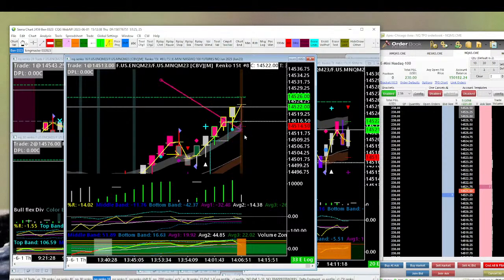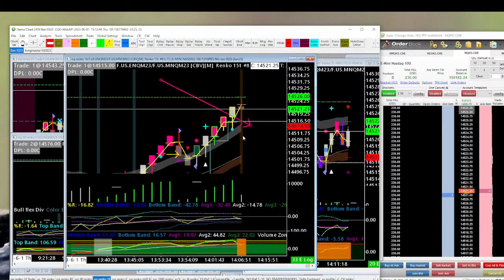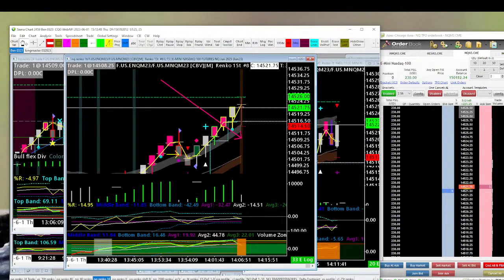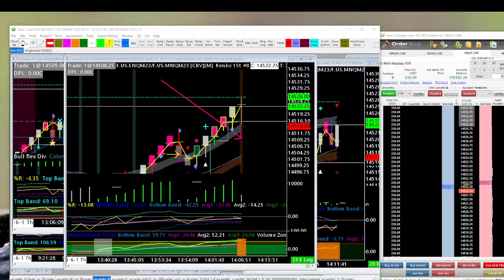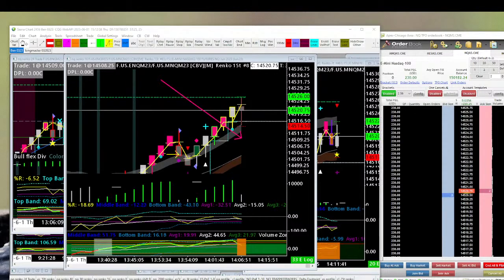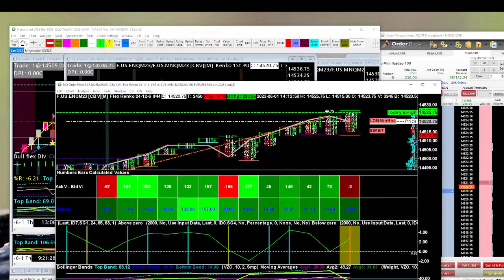This orange background means that for the moment, there's more sellers than buyers in this live bar on a separate time frame. On a different chart, I can show you it. Hold on, let me find it. Where is it? No. I will show you. NQ. Here we go. So on this time frame, this bar has or had more sellers than buyers.